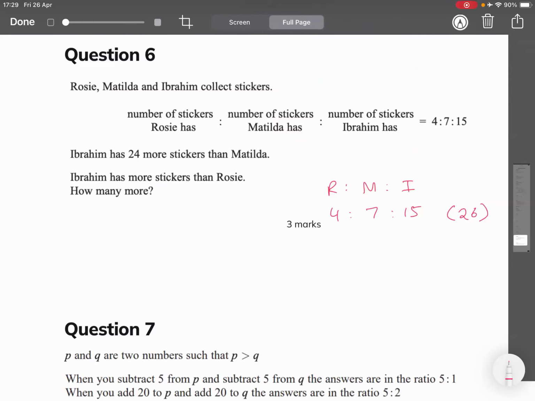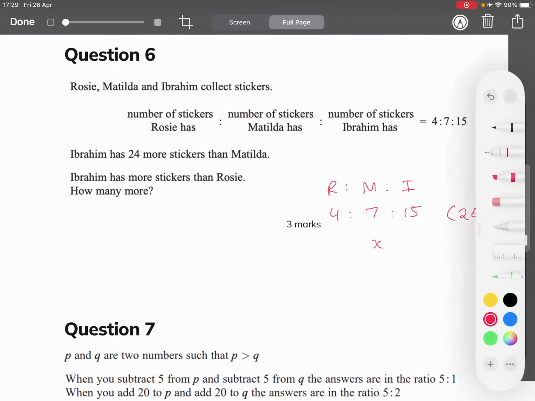Okay, let's say Matilda has X. Matilda is smaller than Ibrahim, isn't it? So let's just say Matilda has X and Ibrahim has 24 more than X, so X plus 24. Okay, this is a new topic, a subtopic of it. We have to make an equation by ourselves. So if we know that, we can basically ignore Rosie.